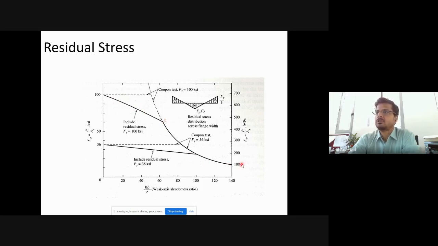In fact, for very slender columns, it does not have much role to play. That behavior is governed by imperfections. So when you have columns with imperfections, then the behavior will significantly change from this nice 1 by L square curve, hyperbolic curve rather. Okay, I hope I answered your question.